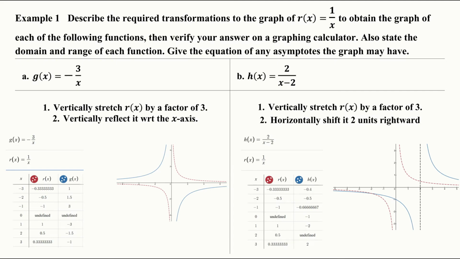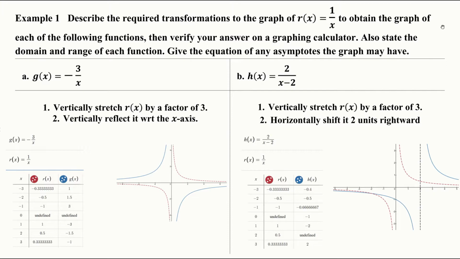Let's go ahead and take a look at two such transformations. Here we're going to describe the required transformations to the graph of r of x equals 1 over x. We're using r here because it's going to be our reference function to obtain the graph of each of the following functions. Then verify your answer on a graphing calculator. Also state the domain and range of each function, and give the equation of any asymptotes the graph may have. Now, for this first one, g of x equals negative 3 over x, notice that that is indeed just a modification of r of x equals 1 over x.